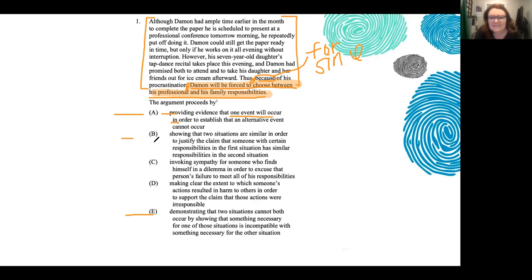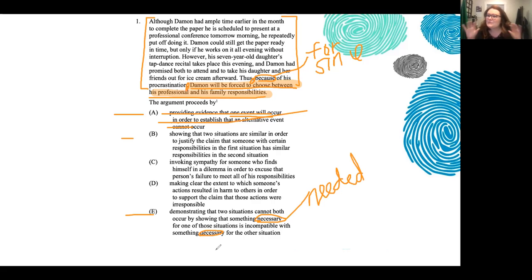And so E says, demonstrating that two situations cannot both occur by showing that something necessary... What does necessary mean? Necessary, doesn't it have to happen, like you need it to happen? Yes, that's what I was saying. Necessary means something that's needed. So whenever you see that, don't be afraid to switch that out. So by showing that something needed for one of those situations is incompatible with something needed for the other situation.